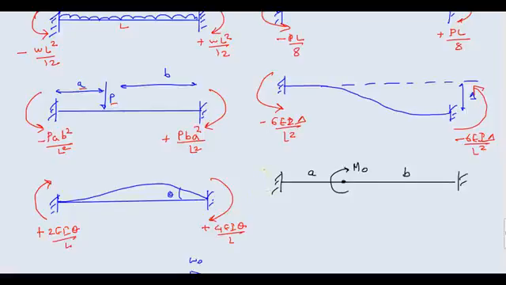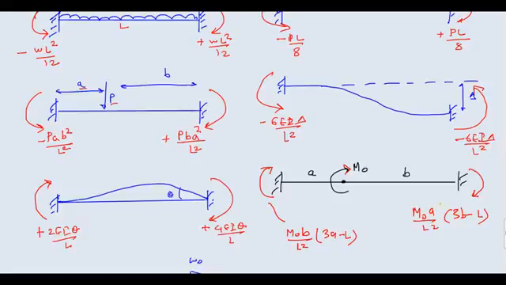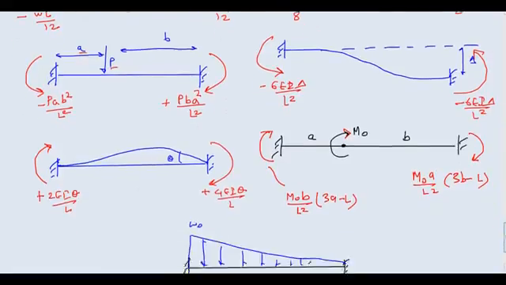Okay, here for this moment value, you will have M₀. This value is M₀b/L². This value here is M₀b/L² into (3a minus L). It is slightly difficult to remember this. And this value is again, it is clockwise, so it is positive, M₀a/L² (3b minus L). Okay, try to remember it. If you revise it a couple of times, I think you will be able to remember it.